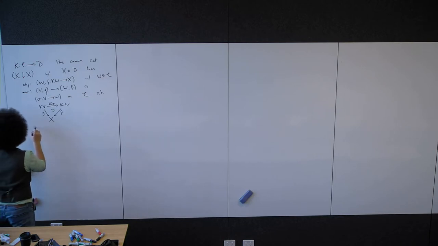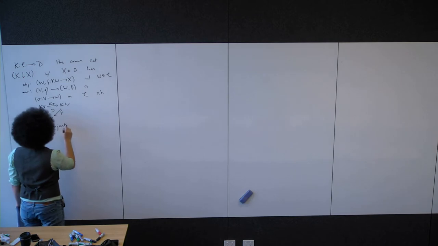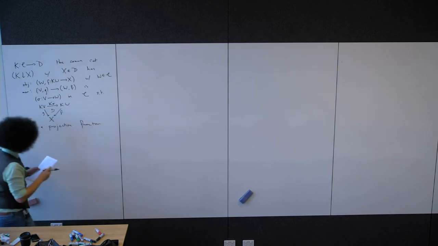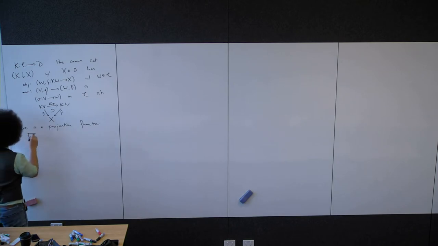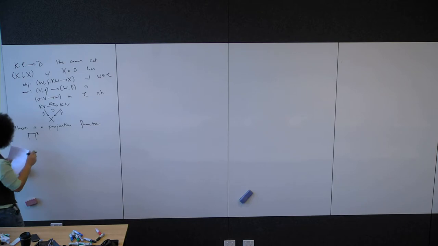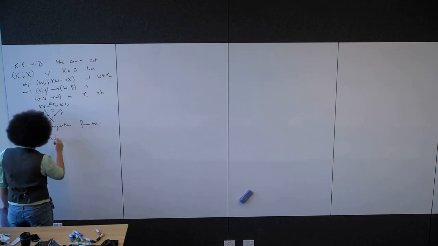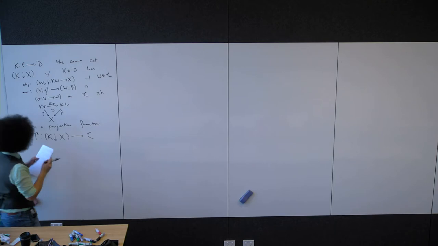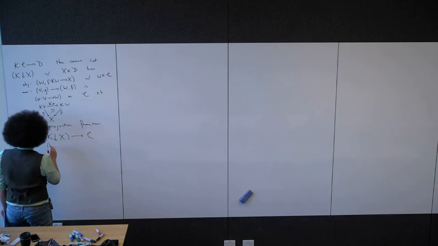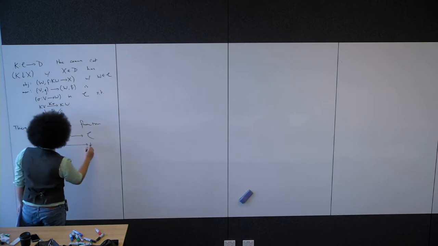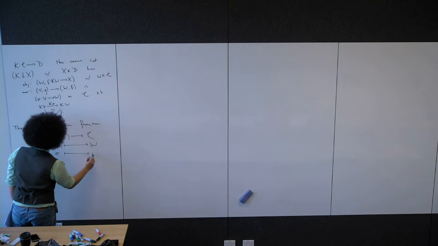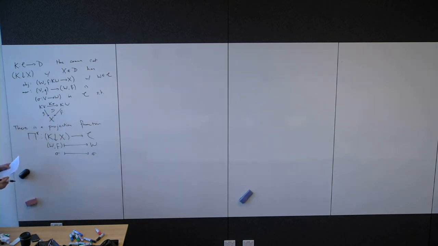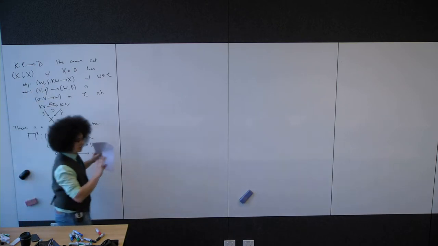There is a projection functor, which I will call prod upper star, going from this comma category to C. It's going to take W comma F to W and sigma to sigma. Everyone's happy with this? The fact I want this projection functor is one of the reasons why we need to keep track of this and not just say what the map is.